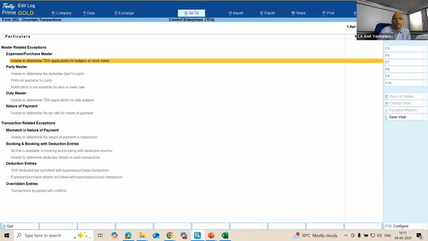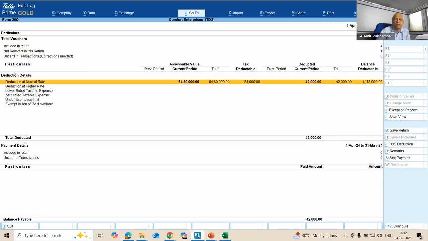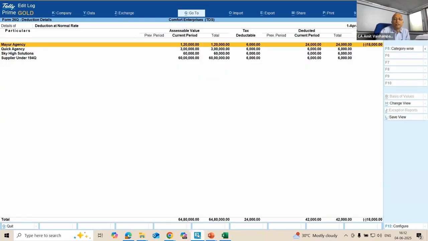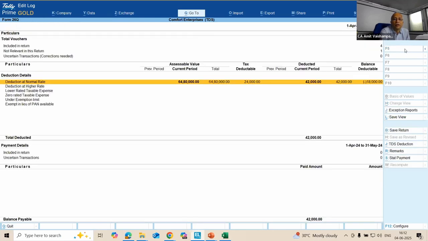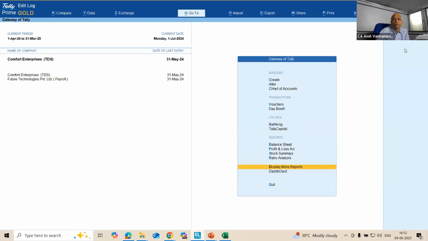And I'm saying yes. Now this particular uncertain transaction, the uncertainty is gone, but now it is telling me that I have deducted excess TDS here, because I should have deducted TDS of only 6,000 rupees for this transaction. Instead of that, I have deducted 24,000. So 18,000 is excess TDS. Here I can see it party wise or category wise, I have an option to toggle. Ideally, I have to go back to that party and alter my TDS in the original purchase transaction I have booked. So I go back to my day book.